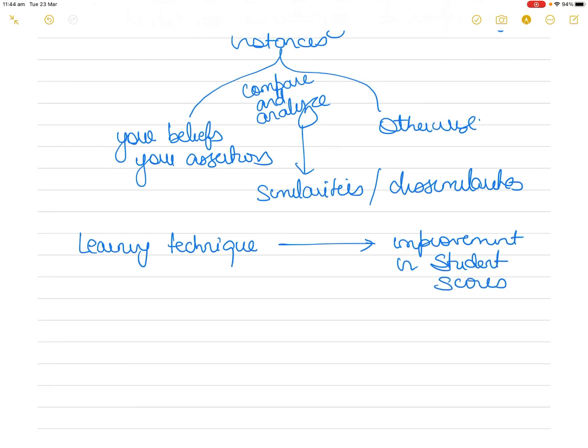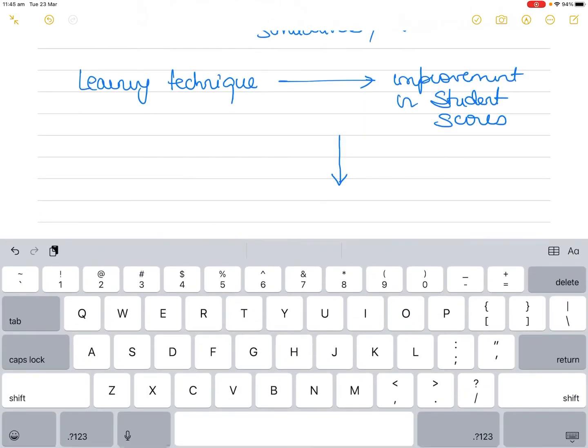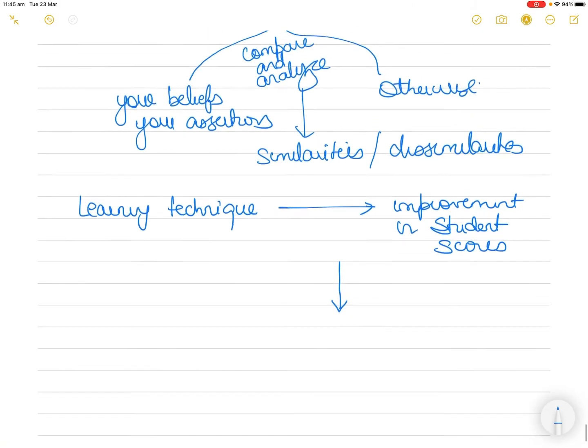Now, if you only present the student scores where the learning technique led to improvement, that's kind of biased research. You did not compare and analyze. You should also look into the students where the learning technique led to a downfall in the results, and why it did. So do an investigation there, because you don't want to just present the data which supports your beliefs or your arguments. You should also present the data which does not support them, and then go into it, investigate, and find out why it did not, even if it goes against your beliefs or arguments.